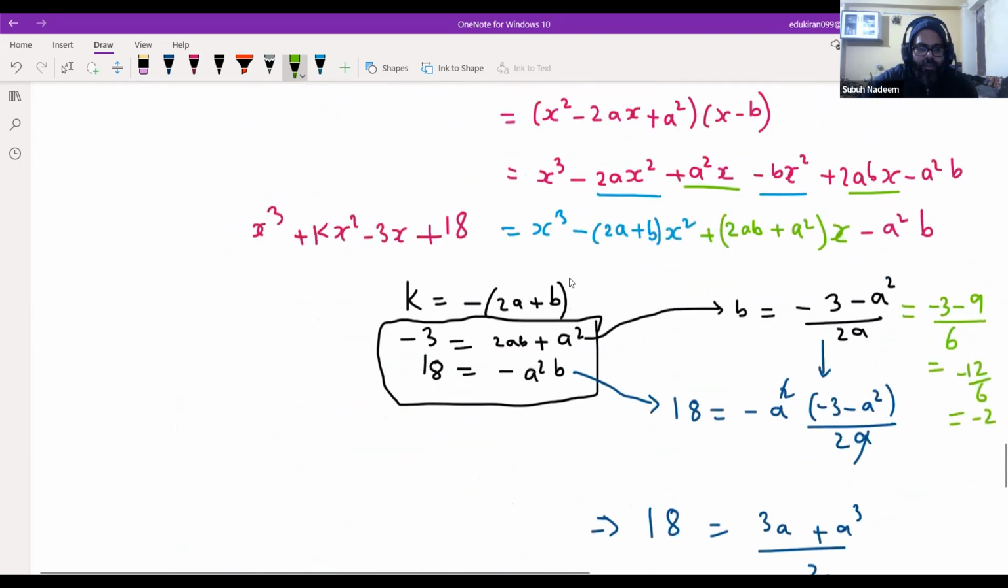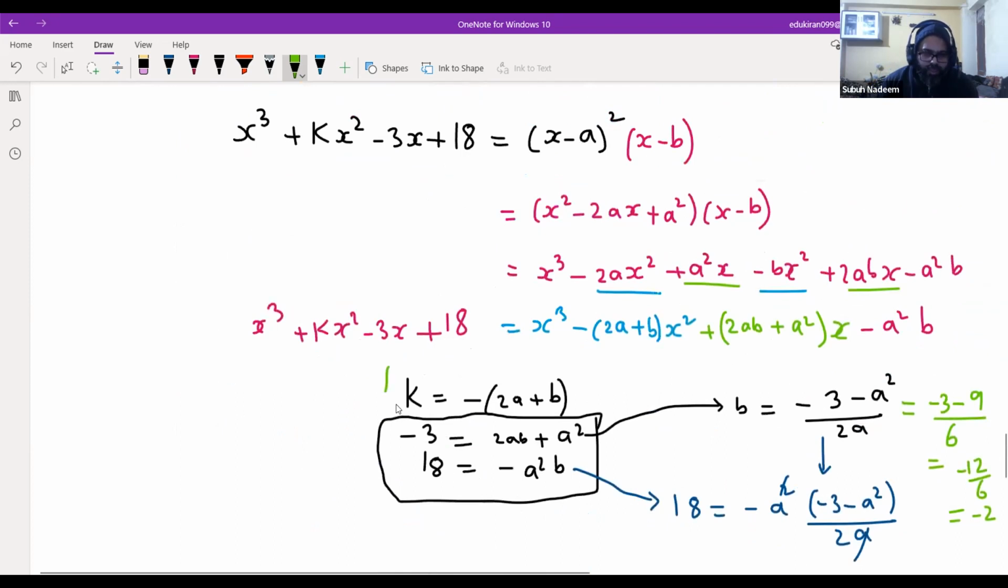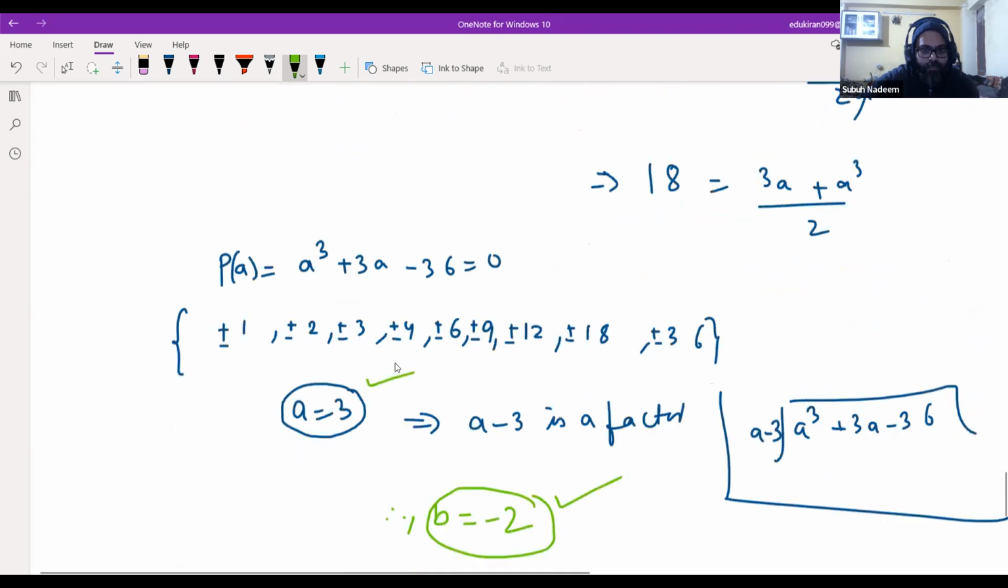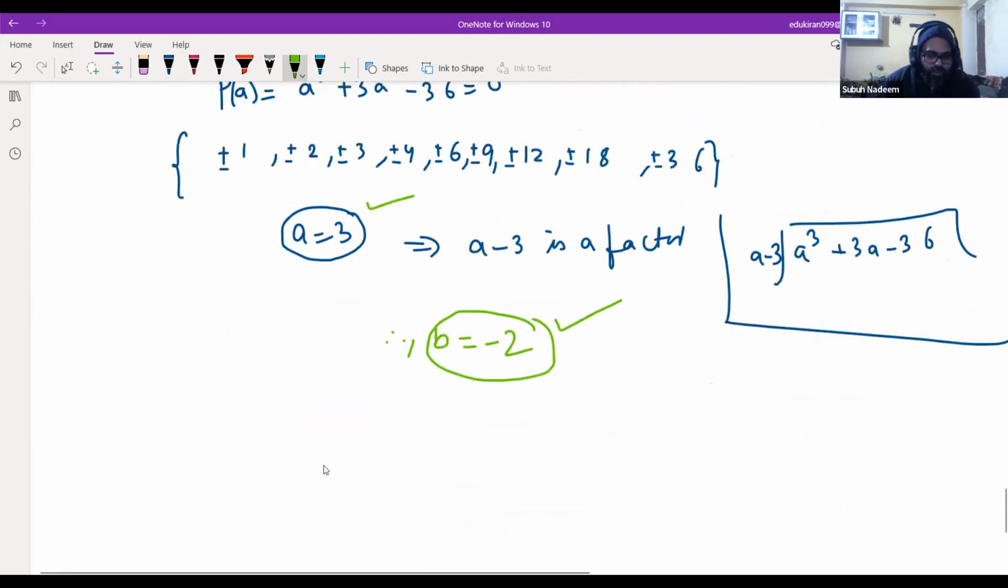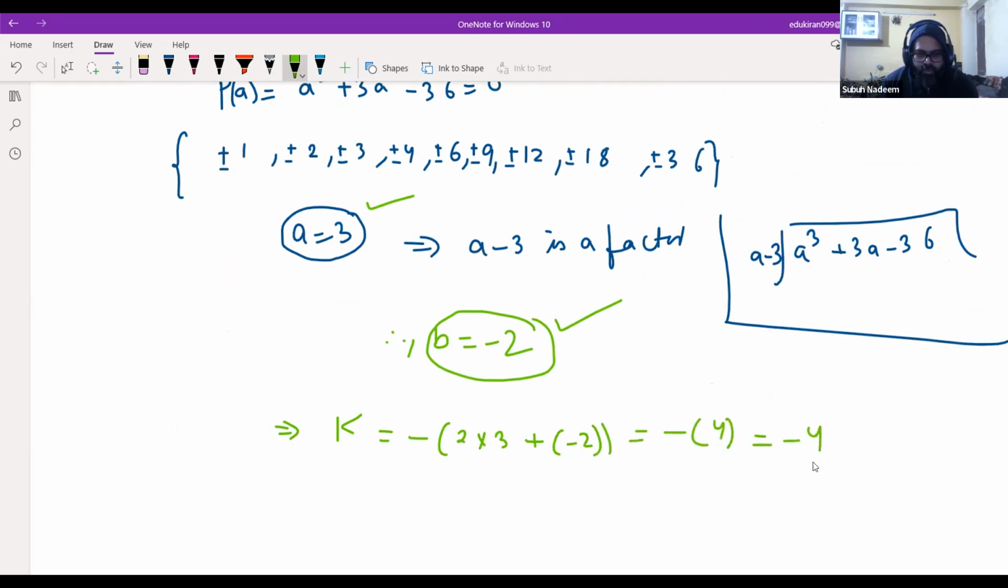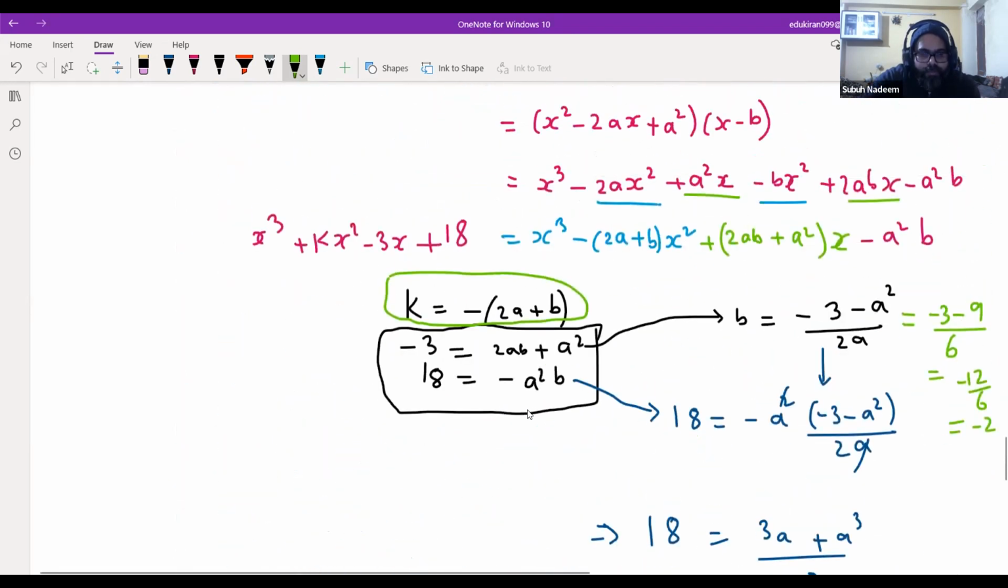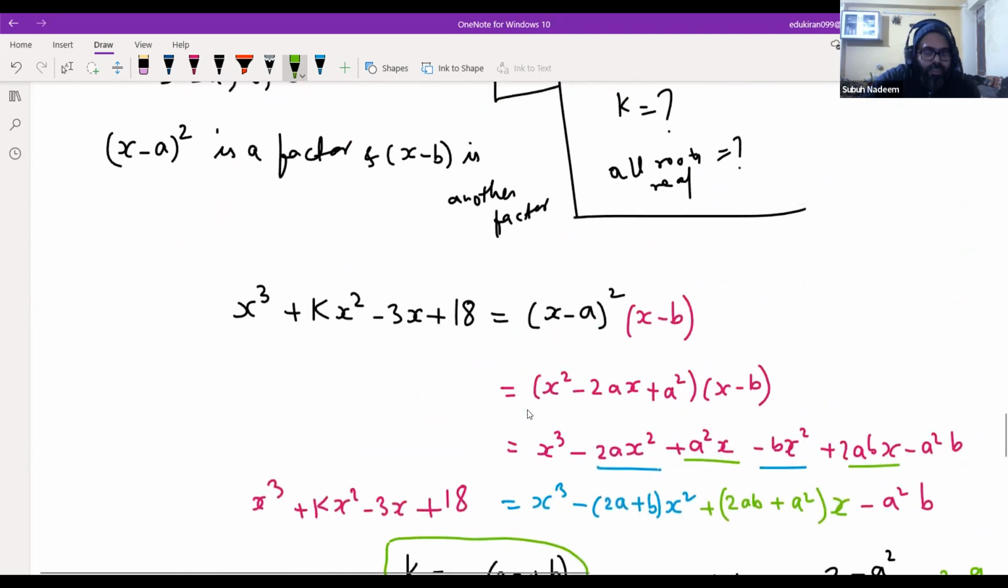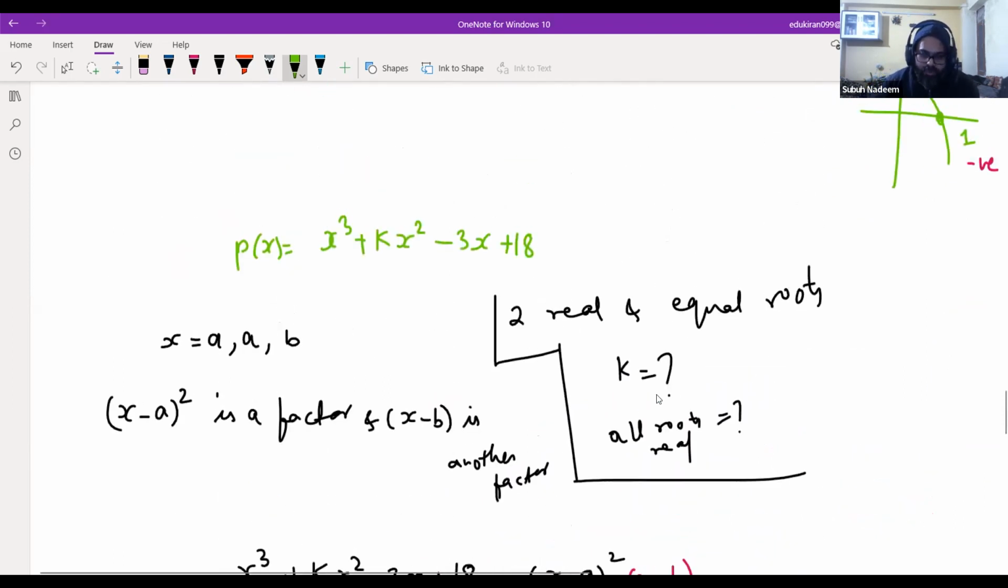And k, as you know, we took here, k is equal to minus of 2a plus b on equating them. So k is equal to minus of 2a plus b. So this will be minus 4. So k is equal to minus 4. So this answer would be that k is equal to minus 4.